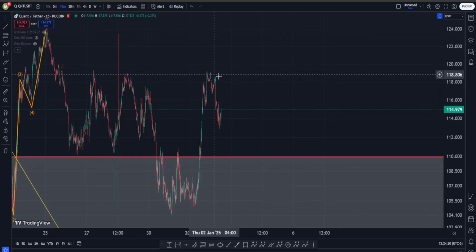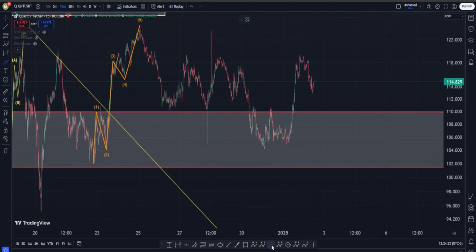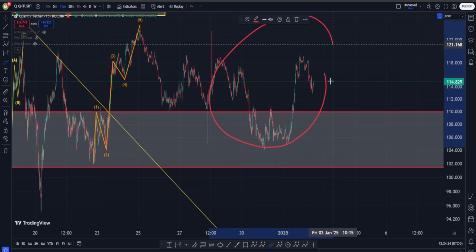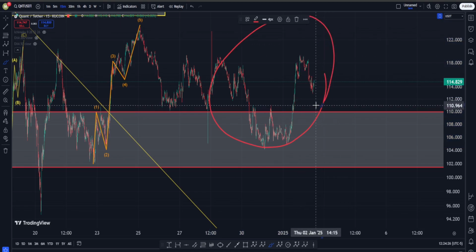Okay, so in today's video about Quant, I want to check out this part of the price action specifically and talk to you about a very important bullish sign that happened recently, and I'm going to show you the possible scenarios in this region in the short term.